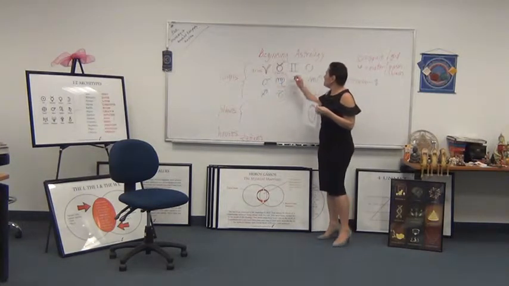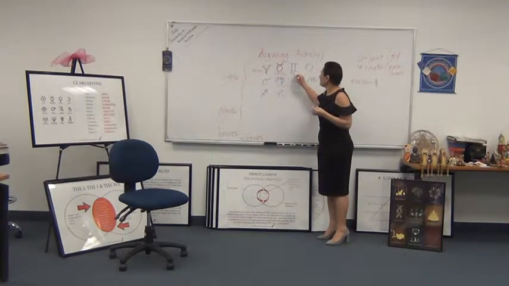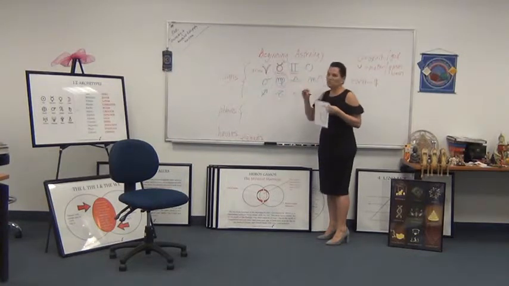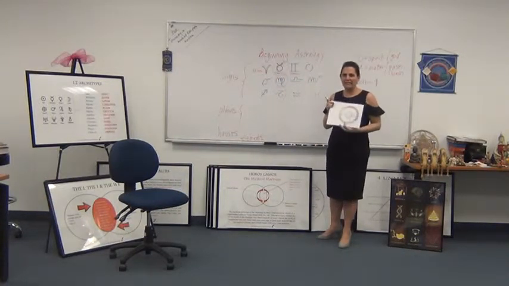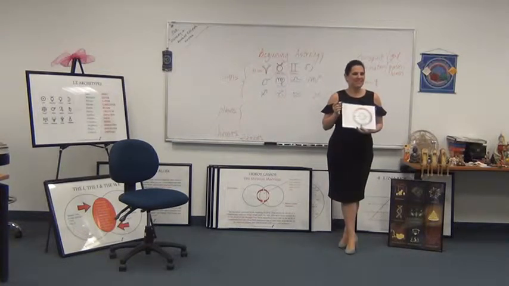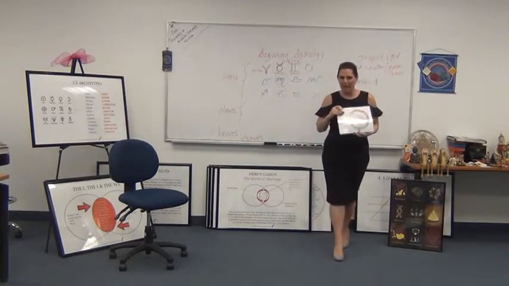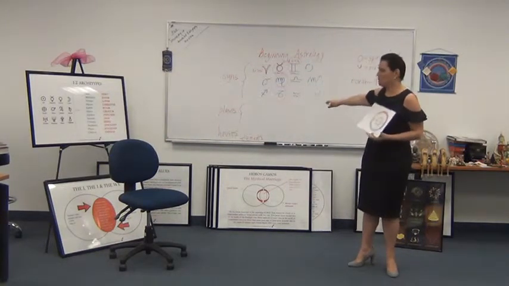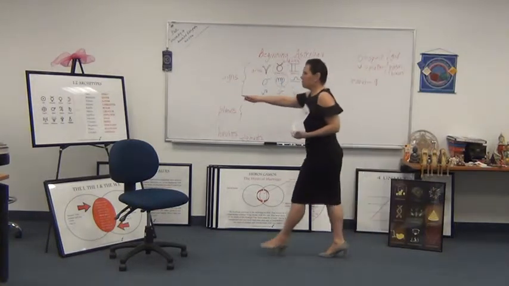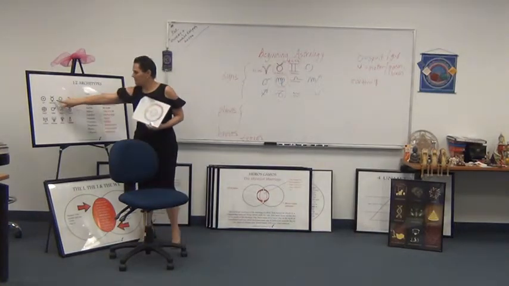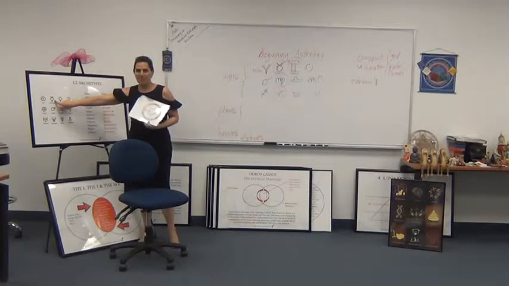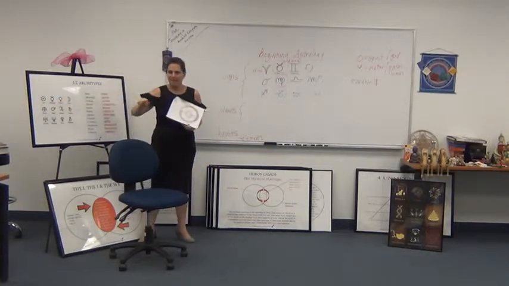Okay? This is Gemini. And why do you think it has two lines? They're bipolar. Two-faced. That's what most people assume. It's because of duality. This is one of the most important signs in the entire zodiac. I'm going to show you in a minute what planets correlate. But the planet Mercury is the planet of Gemini.